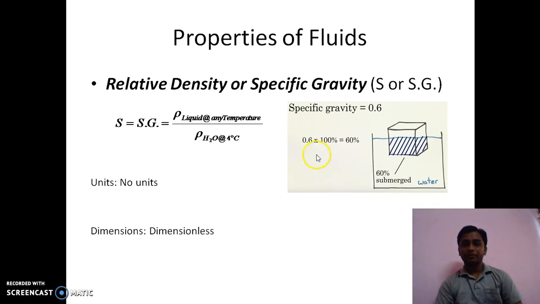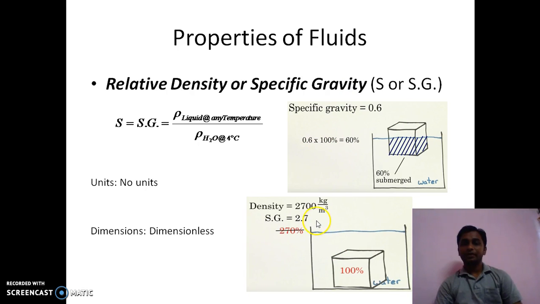We can consider one illustration of this specific gravity. Let us consider a container with water. Now we take some material which has a density of 600. So 600 divided by the water density gives a specific gravity of 0.6. When you put this object in the container of water, the meaning is that only 60% of the object will be submerged within the water. So 60% will be underwater, and the remaining 40% will be floating. This is the meaning of specific gravity.